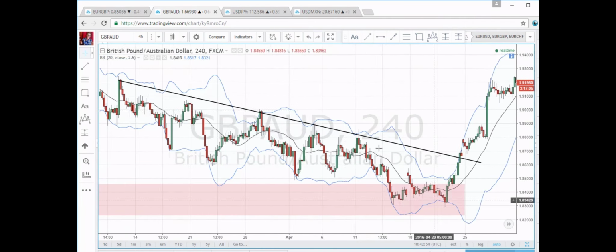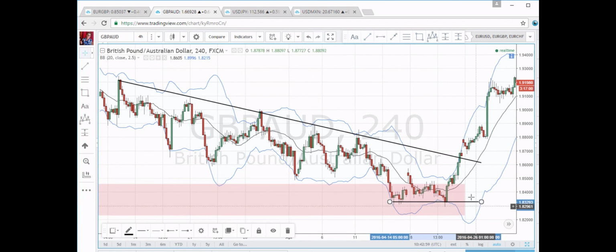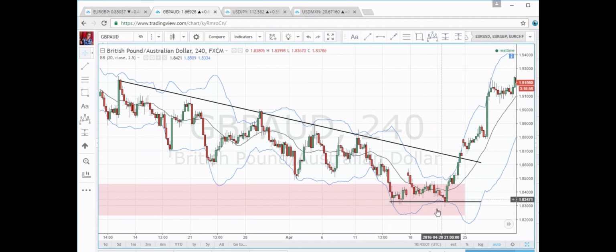Let's zoom back in. You can also see we have something like a little squeeze, or at least we have a double bottom with a failed breakout attempt.